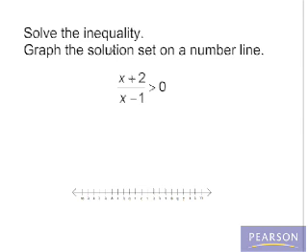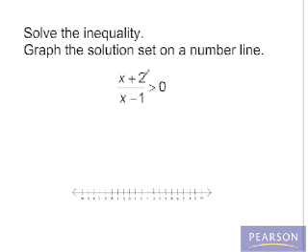Solve the inequality and graph the solution set on a number line. We are given (x + 2)/(x - 1) > 0. Our first step is to identify any critical points, or critical values, and those occur where the numerator or the denominator equals 0. So we have two critical values.